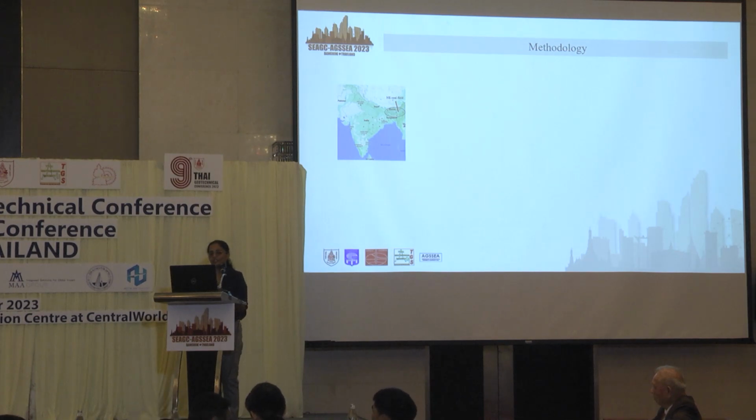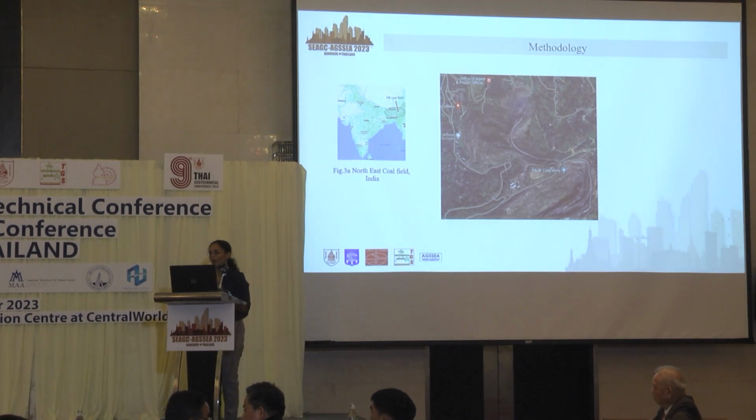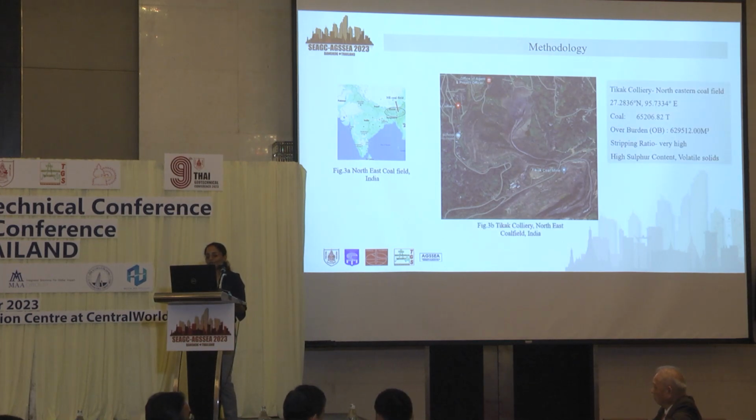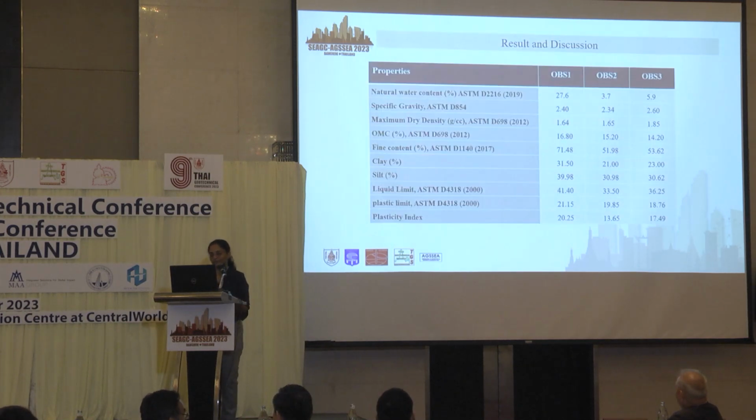Coming to the methodology, I have collected the waste from the northeast part of India. Why northeast part? Because of the topographic nature, the amount of waste generated in the northeast part is more compared to any other part of the country. And also here the coal has very high sulfur content as well as very high volatile matter. Because of that, the chance of acid mine drainage is more in the northeast part compared to any other part of the country.